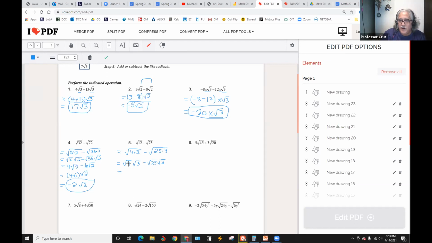All right, so this one is 4 square root of 3, so that's 2 square root of 3. That's the 2. And that one is 5 square root of 3. So as I said, you can put this in here to see what's going on. 2 square roots of 3 minus 5 square roots of 3.